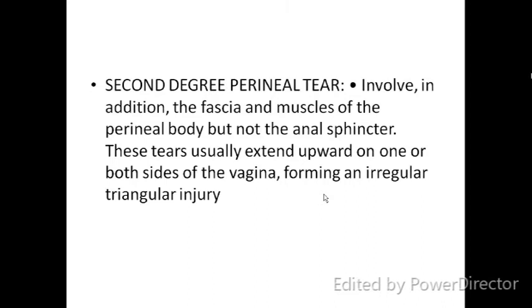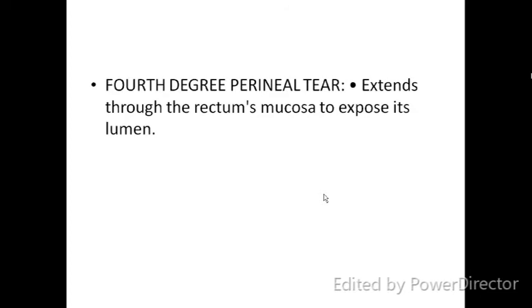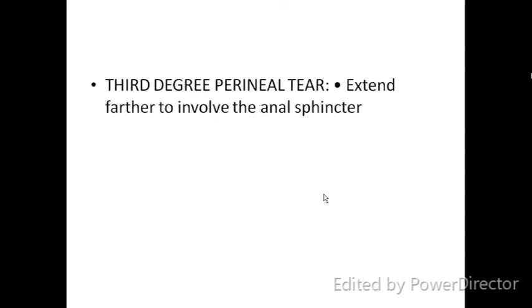A second degree perineal tear involves, in addition, the fascia and muscles of the perineal body but not the anal sphincters. These tears usually extend upward on one or both sides of the vagina, forming irregular triangular injuries. A third degree perineal tear extends further to involve the anal sphincter and rectal mucosa, exposing the lumen. In the third degree, the external anal sphincter is torn, but the internal anal sphincter is not completely torn. If the internal anal sphincter is involved, then it is a fourth degree.